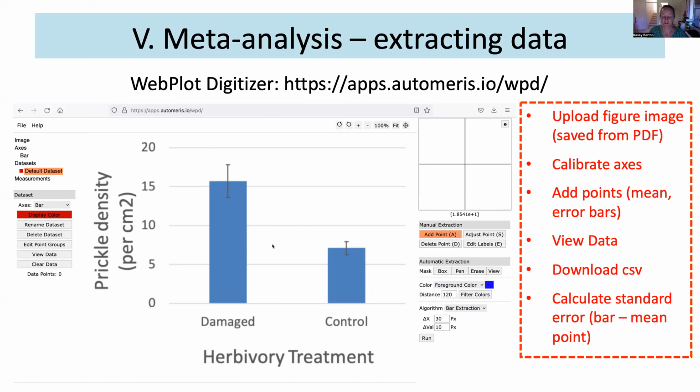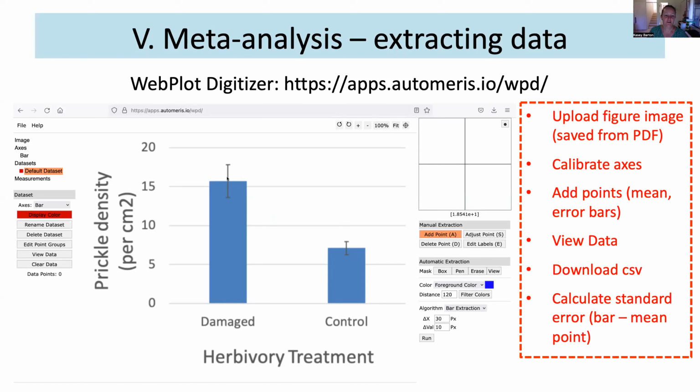So the program is going to prompt you to calibrate the graph. For a bar graph like this, you calibrate only the y-axis. So you would put a point here for 0 and a point here for 20. And then once it's calibrated, you click on the points that are the data you want. So on the mean, then on the error bar, and the mean and the error bar. And then you can come over here and view the data and download it as a CSV.